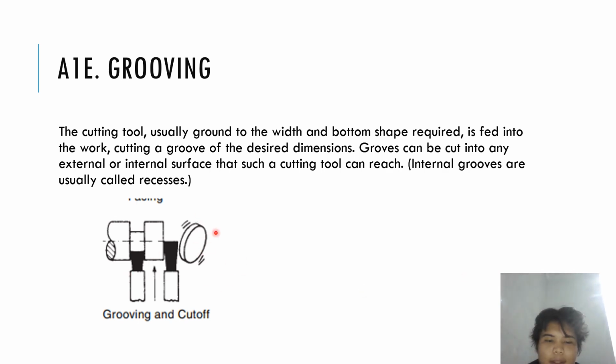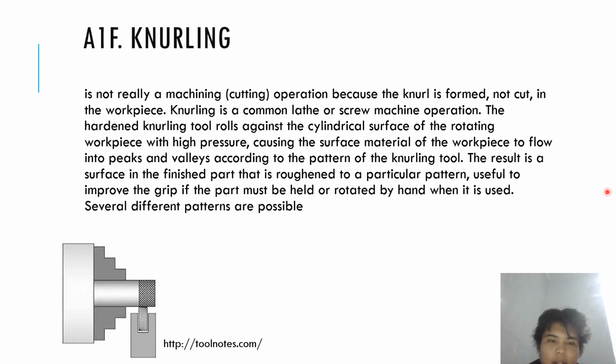And this is knurling, like I said before, it is not really a machining operation because the knurl is formed, not cut, in the workpiece. So knurling is like you have a roll, but it has a pattern. Like if we remember about coining, it is just like coining.